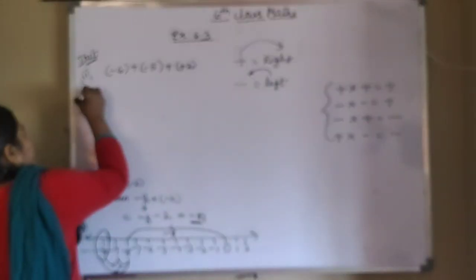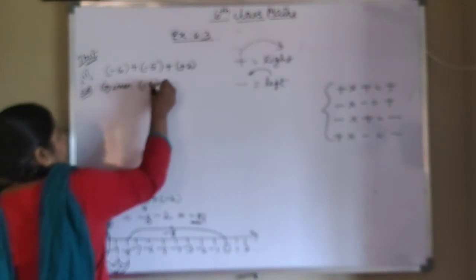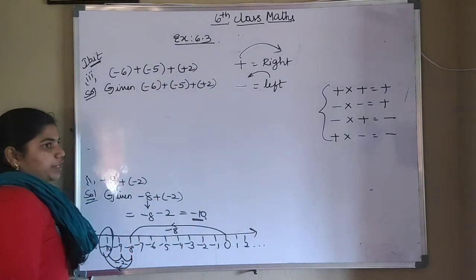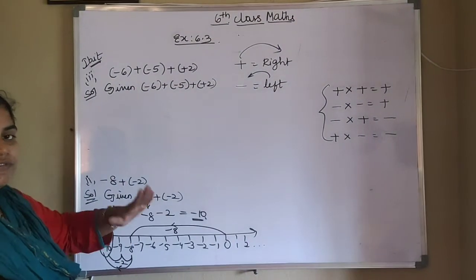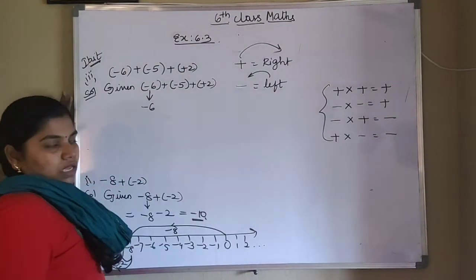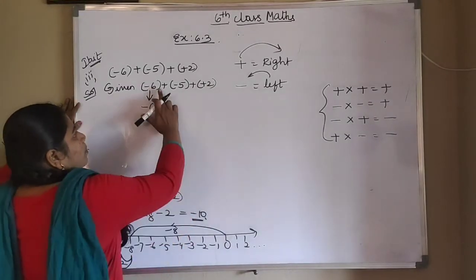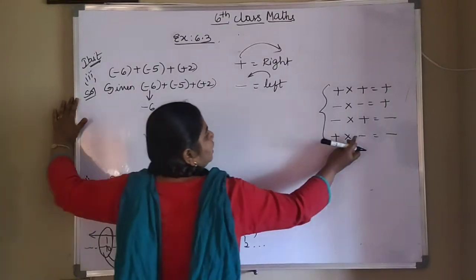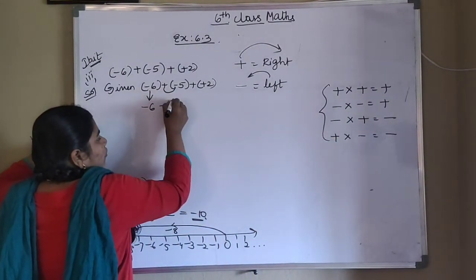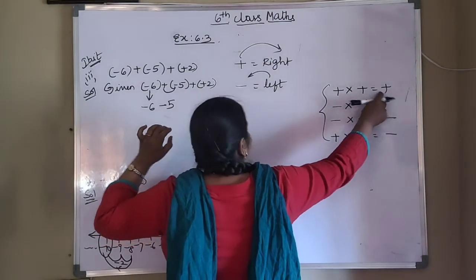Okay, so first write the given. Listen carefully. What I told already, always the first digit should be as it is. So I am bringing this minus 6 as it is. Now wherever you see the double sign, make it into a single sign. So plus into minus is minus. So in place of these 2 I am writing minus. 5 I am writing as it is. Now plus into plus will be again plus.